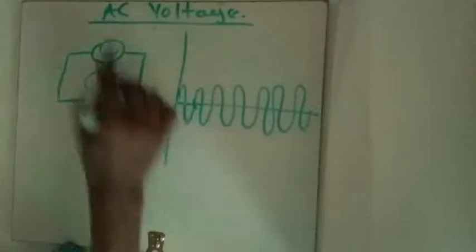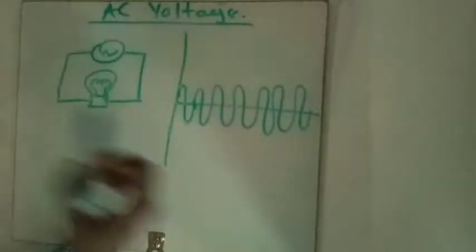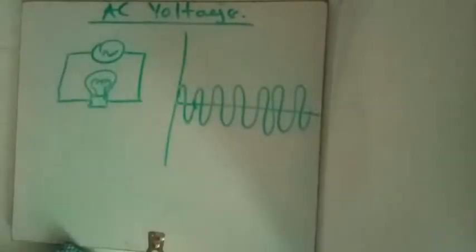So that is the alternating current voltage. That is basically how it works. So from there we will go to DC voltage. We've explained in detail how AC voltage works, so let's go to DC voltage, which is direct current voltage.